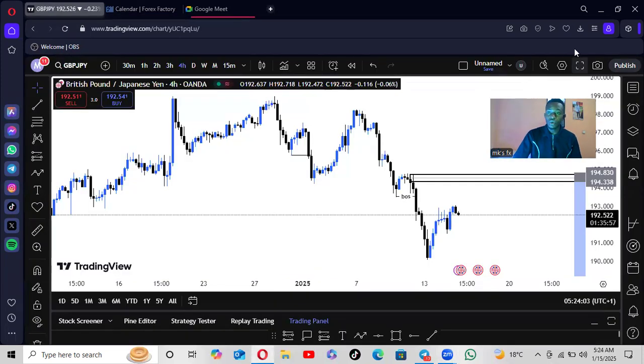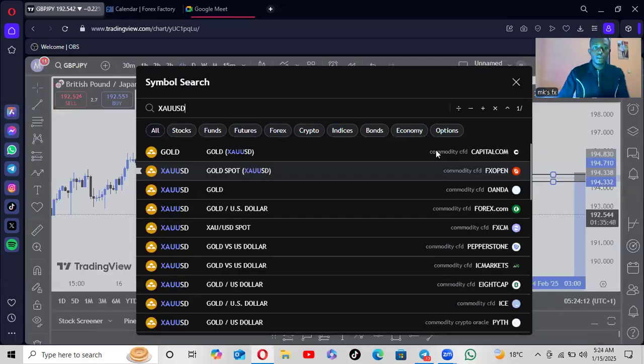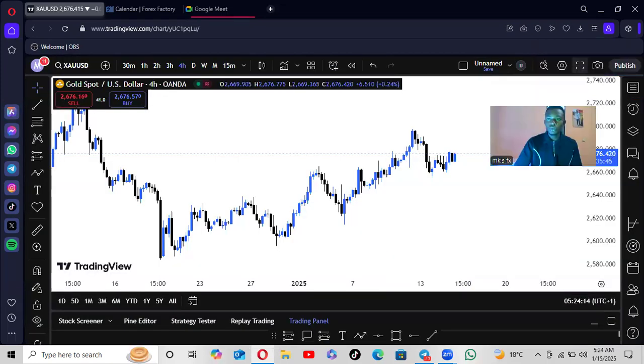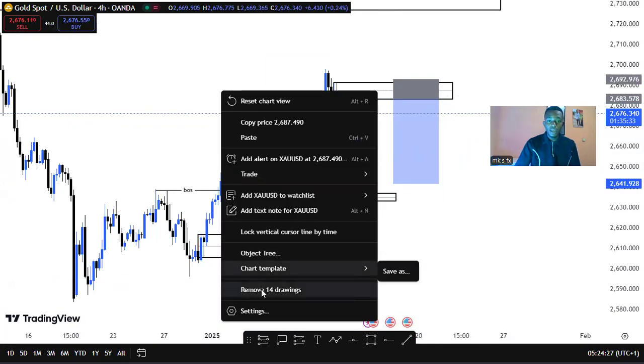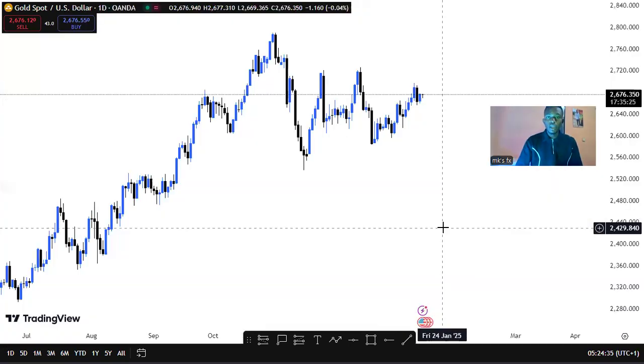All right, guys, here's our chart on gold. Let's analyze gold, guys. I have cleared out all drawings, and then we are going to do a full technical analysis on gold. So let's start from the daily time frame on gold.